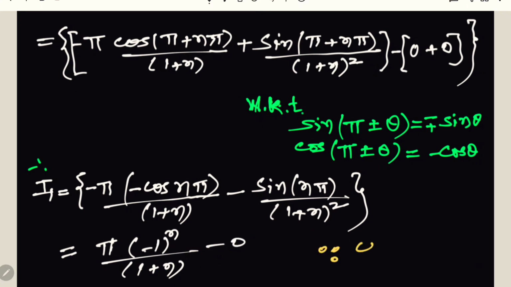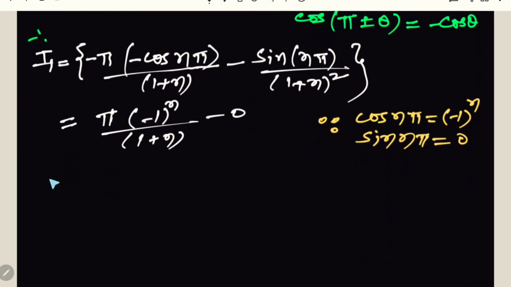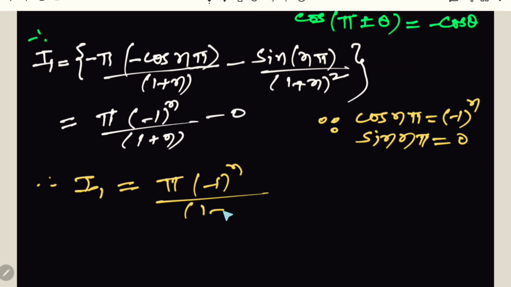And therefore cos n pi is minus 1 raised to n. All that standard results I have written in some different color, so that it is easy to remember. I1 is equals to pi minus 1 raised to n divided by 1 plus n, and we call this as equation number 4.